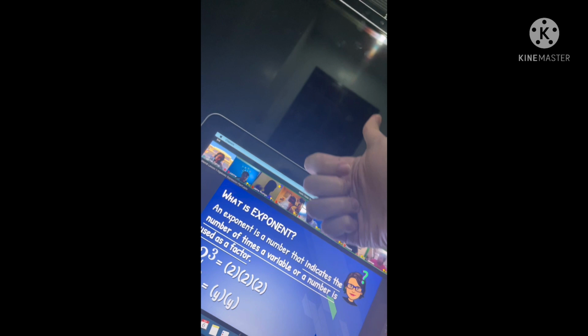So, what is exponent? Everyone knows what an exponent is? An exponent is a number that indicates the number of times a variable or a number is used as a factor. So, for example, 2 raised to 3 means 2 times 2 times 2. Y squared is y times y. Naintindihan po, everyone?